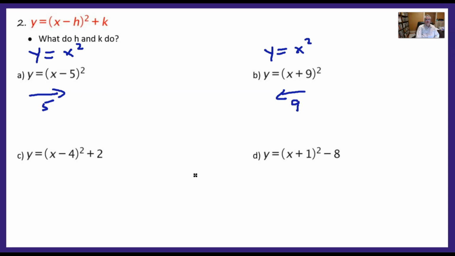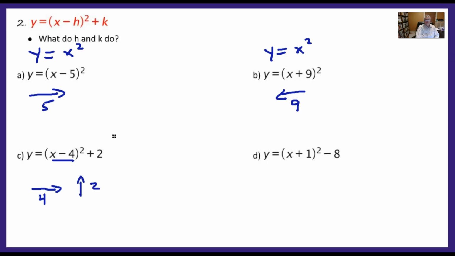Okay, here's a combination of two things. We replace x with x minus 4 on the inside, so that's a shift to the right by 4. But on the outside of the square, we have plus 2. That's a vertical shift up by 2.